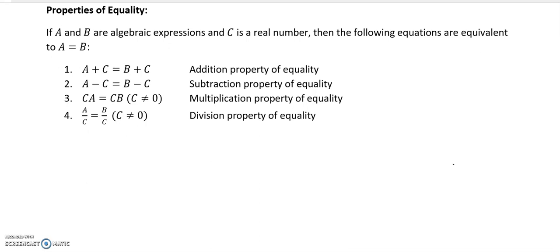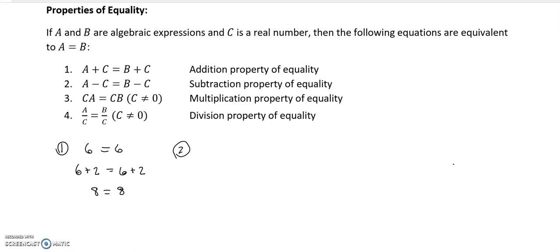If A and B are algebraic expressions and C is a real number, then the following equations are equivalent to A equals B. What that means is, for example, number 1, we know that 6 is equal to 6. So there's our A and B set equal. If I add the same number to both sides, and we know that 6 plus 2 is 8, then I have an equivalent equation.